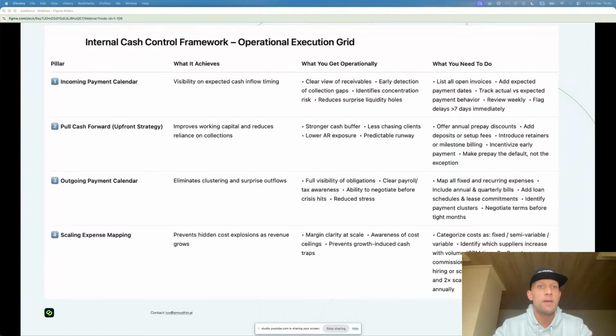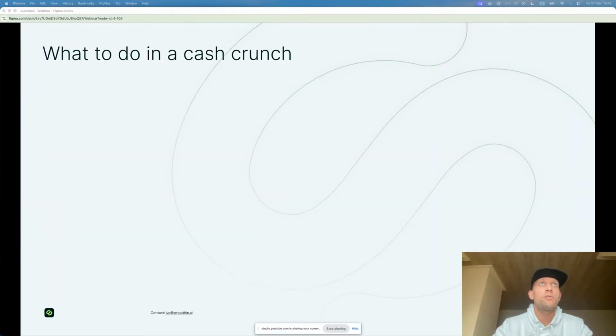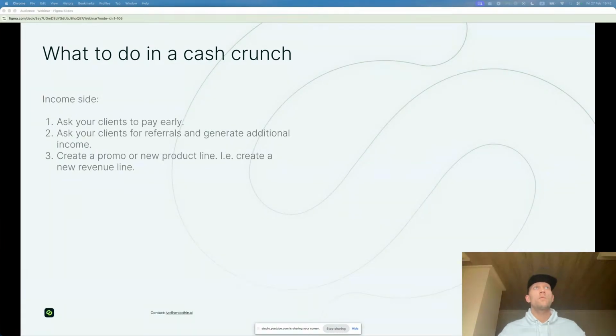Okay. Now, let's say you've already landed in a cash crunch. What should you do? From the income side, there's only really 3 things that you can do. You can ask some clients to pay you early. So call up any customers that are supposed to pay in 2 months or 3 months or whatever, and ask them to pay a little bit early, give them a small discount, get revenue in that way. Your best customers who have money will probably take you up on the offer, and there's nothing wrong with that.